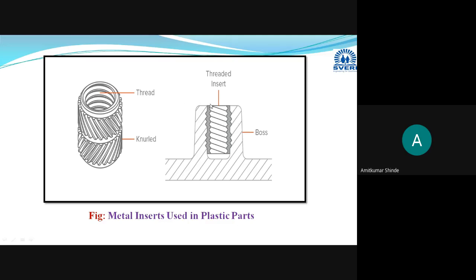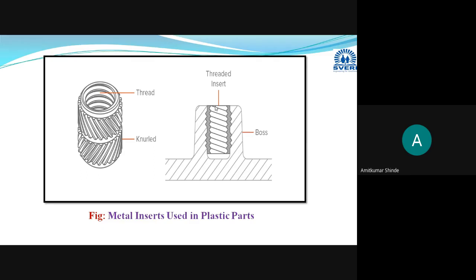When the outer diameter of the insert is less than 6 millimeter, then the boss diameter should be two times the insert diameter. And if the diameter of the insert is more than 6 millimeter, then the diameter of the boss is 50 to 100% of the wall thickness. And related to its depth, in any case, whatever the diameter of the insert, its length should be two times the diameter.